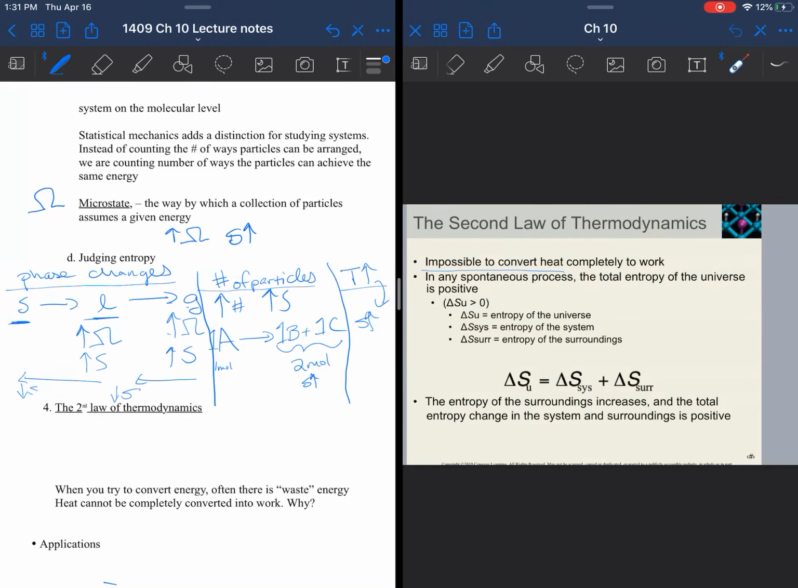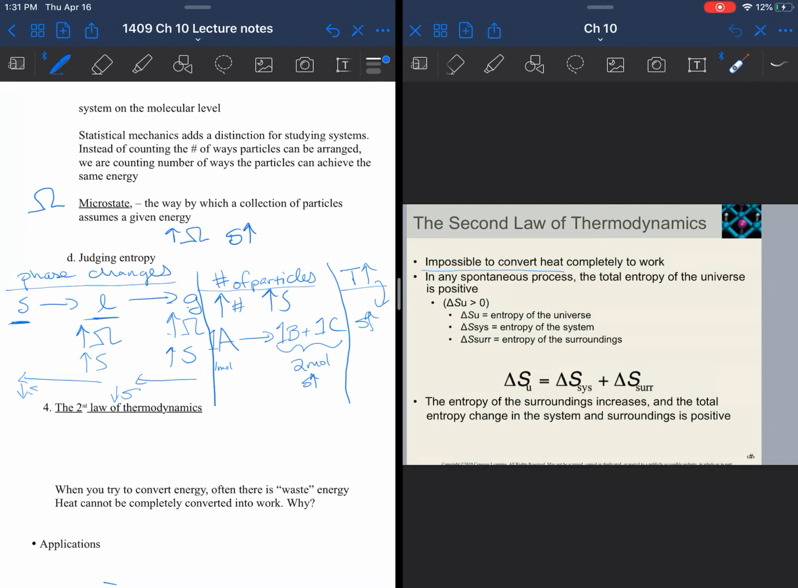All right, welcome to Chapter 10, Part 2. In Part 2, we're going to talk about the second and third laws of thermodynamics. We just finished discussing entropy and how we could judge entropy based on how a system might change. And so now we're going to talk about some implications for spontaneous reactions.